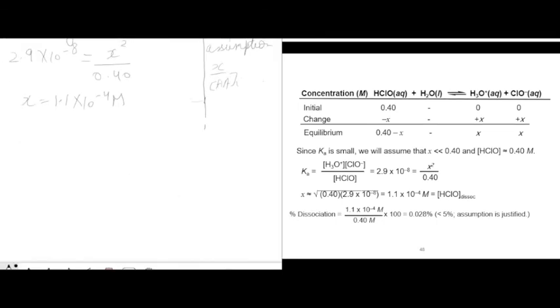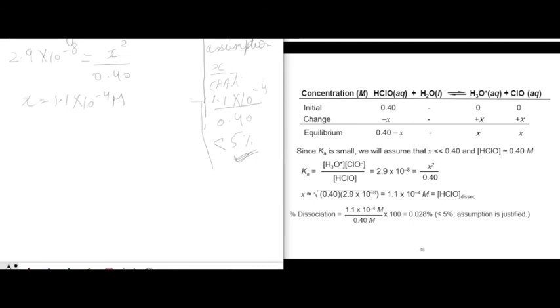So to confirm, x is going to be 1.1 times 10 raised to the power minus 4 divided by initial, which was 0.40, and you can see this is 10 raised to the power negative 4. So if you plug in this value, it's going to be definitely less than 5% or 0.05, which means my assumption is correct. You can try and plug this value into your calculator and see what is the exact value that you get. But the whole idea is we want to confirm this is less than 5%. It is. So my assumption is correct, meaning I can assume that x is 1.1 times 10 raised to the power minus 4.